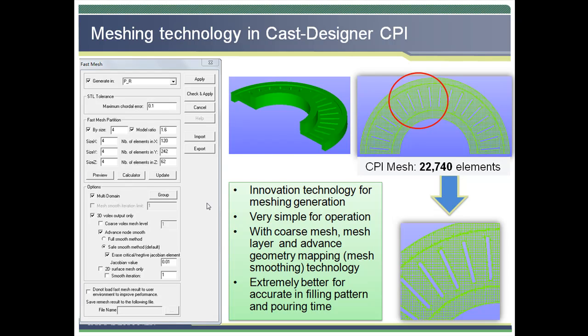The displayed example is a Cast-Designer mesh with only 22,740 elements, but still good enough for geometry description.